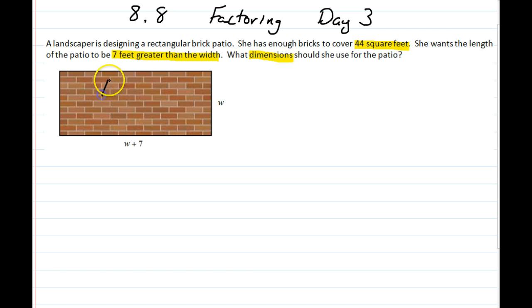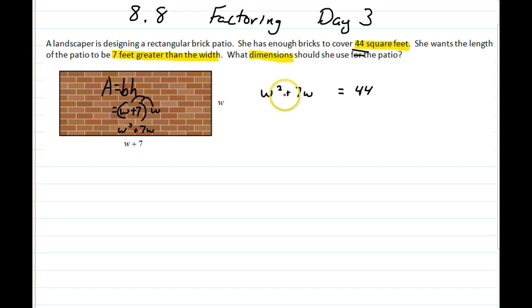Alright, so to find the area of a rectangle, it's base times height. So our base is W plus 7, and our height is W. So we're going to multiply these together, and we're going to get W squared plus 7W. So in the problem it tells you that the area is 44 square feet, and so the problem becomes W squared plus 7W equals 44 square feet.